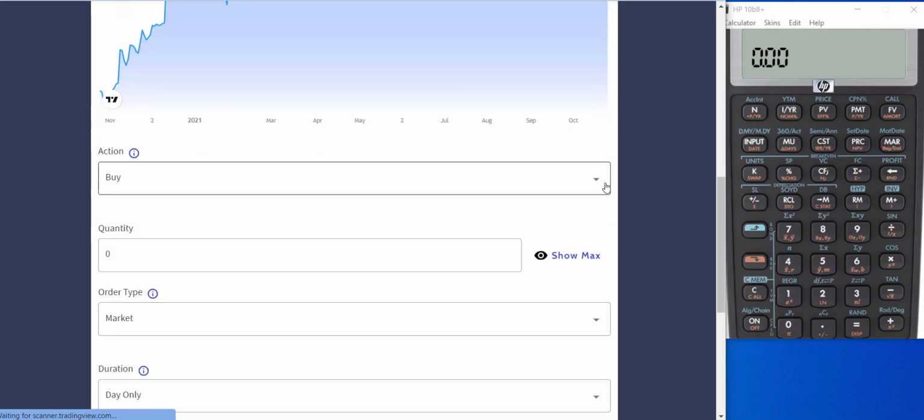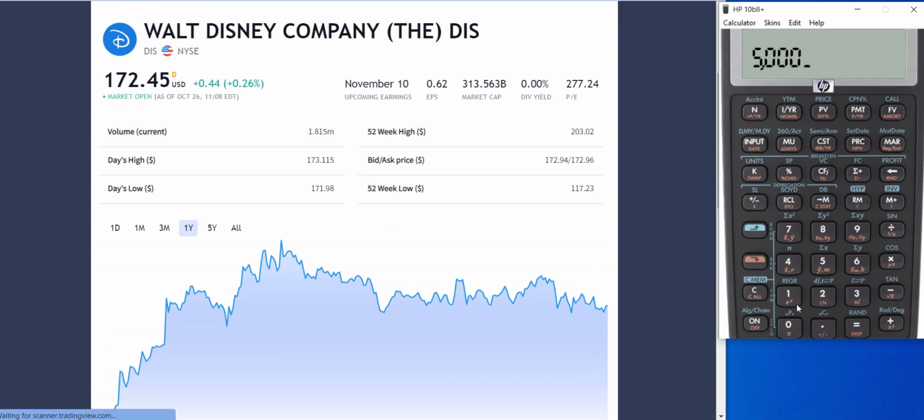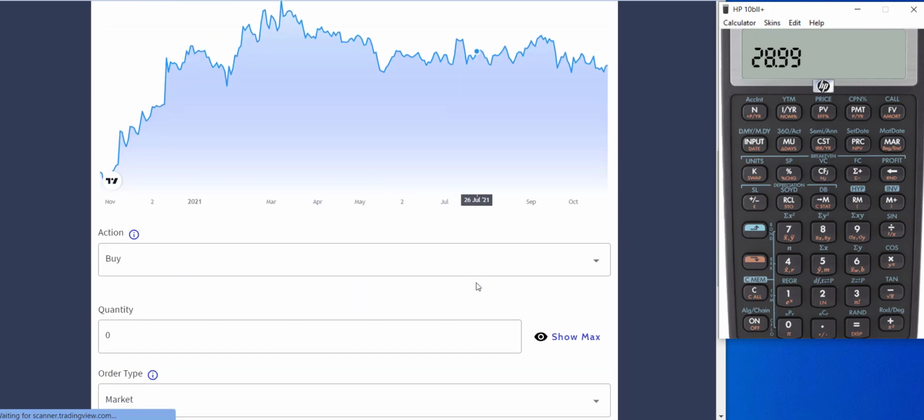Next, your action is to buy. Now you need to figure out how many shares you want. So you need to know, how much do you want to buy? Well, I'm looking at having 5,000 in Disney. So I'm going to type in 5,000, and then I'm going to put in the price, divided by 172.45. I know it's fluctuating around right now, but it looks like I can buy roughly 29 shares. So if I want to make sure I don't go over 5,000, I'll go ahead and put it in for 28. But if I don't care if I go over a little bit, then I'll go ahead and put it in at 29.